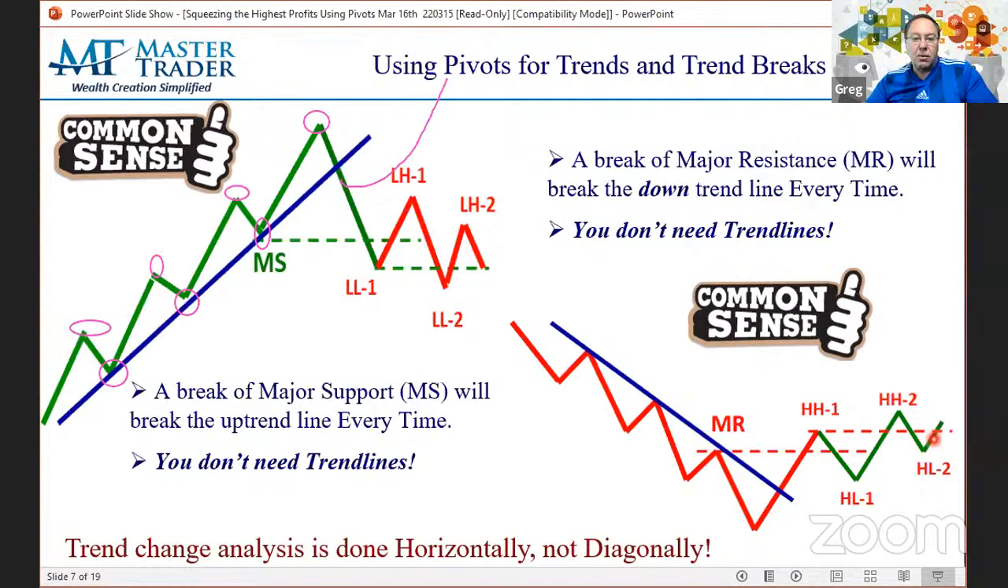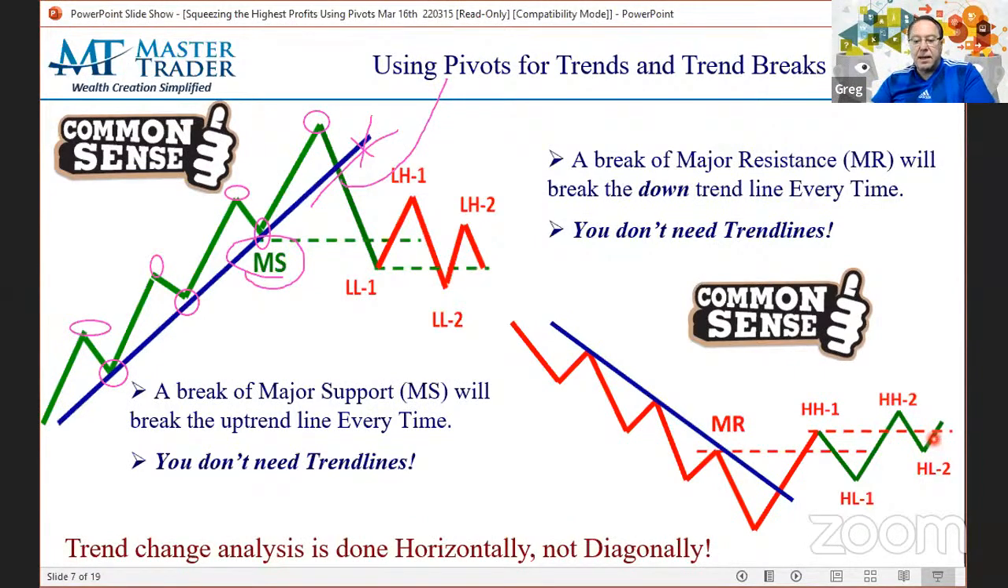In this case, no. However, based on our definition, this MS is what we're calling major support, which is the low prior to the higher high within a trend. And if prices retrace below that, it breaks the line every single time without fail. Has to happen, makes this useless. You don't need it. It's subjective. Just this simple definition will tell you it's no longer in an uptrend. Now, that doesn't mean you do anything. It just shifts your thoughts to the uptrend being over.